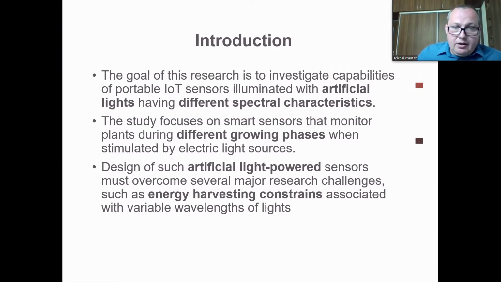We have the major energy harvesting constraints because the sun has characteristics that depend on the light in the night and day, but here we have constant illumination of the solar panel, with different wavelengths.